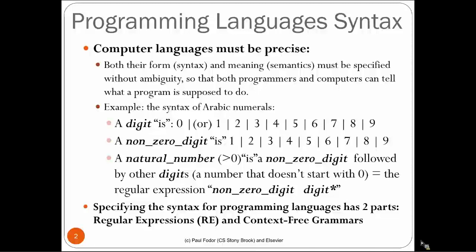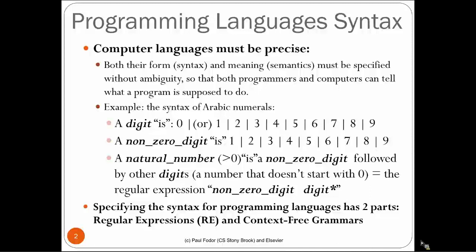For instance, let's take an example. The syntax of Arabic numerals is very well defined. And how do we define the syntax of Arabic numerals? First, we define what a digit is. A digit is either 0 or 1 or 2 or 3 or 4 and up to 9. Then we can define a non-zero digit. A non-zero digit is one of the digits between 1 and 9.